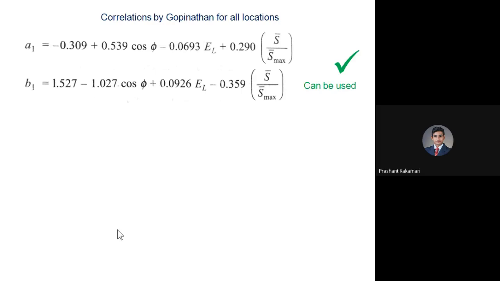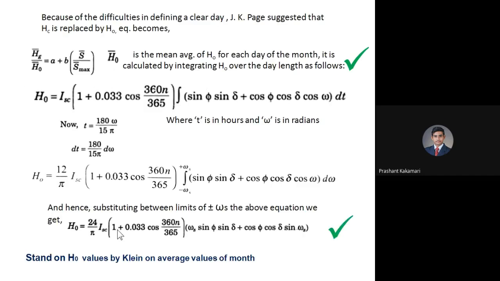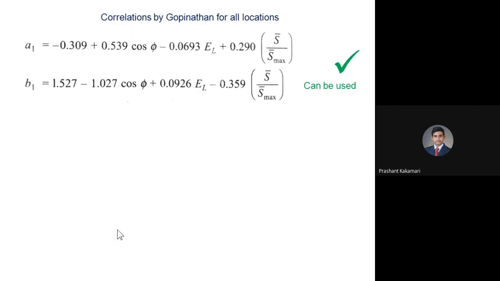And also one of the researchers, Gopinathan, has given a different correlation. What he suggested is, instead of taking A and B as constants, these correlations: for A1, you go by this correlation and find the A1 constant; for B1, you go by these correlations and find the B1 constant. But the difficulty here is remembering all these decimal points, five values should be known for A and B. Also, EL denotes the elevation of the location.